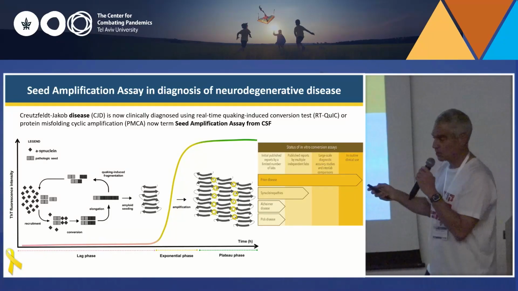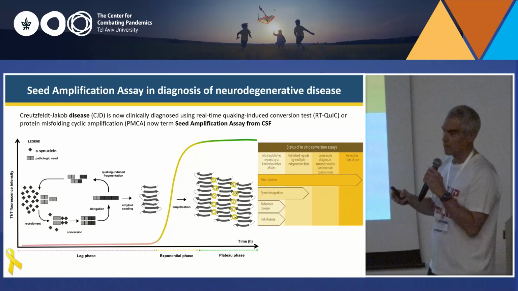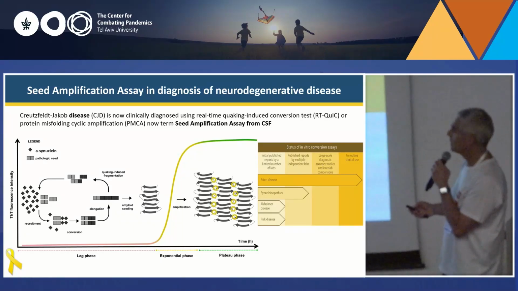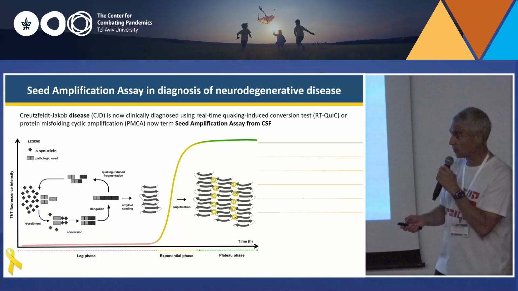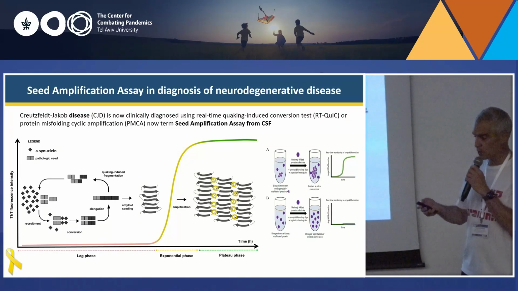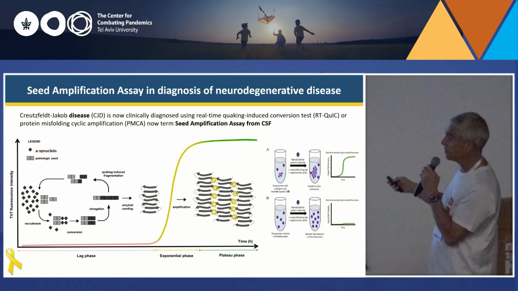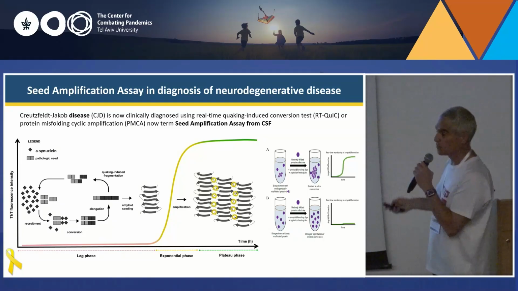So this is a method that is used for Creutzfeldt-Jakob, and it's now being tested for Parkinson's disease and MSA with very nice results, which are shown here. The idea is that if you have a control person without seeds and you put in alpha-synuclein, nothing will happen, and you will end up with a flat curve. If you have a Parkinson's disease patient or MSA patient, you will have an increasing curve.